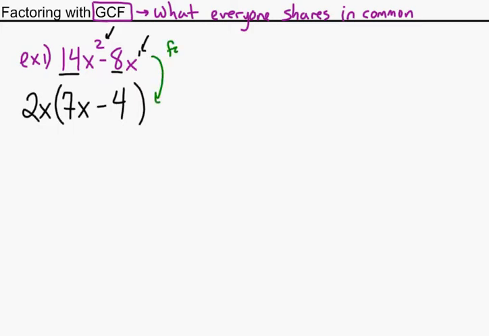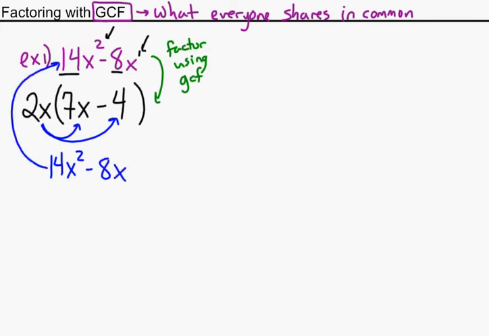So what I did here was I factored using GCF. I pulled out what everything had in common. Now if I want to check my answer, remember factoring and distribution are inverses. So I could distribute the 2x to each of these pieces and see what I get. 2x times 7x gives me 14x squared, and 2x times negative 4 is minus 8x. So if these truly are inverses, I'll end up right where I started, which I do, which makes me very happy, because I used GCF correctly.